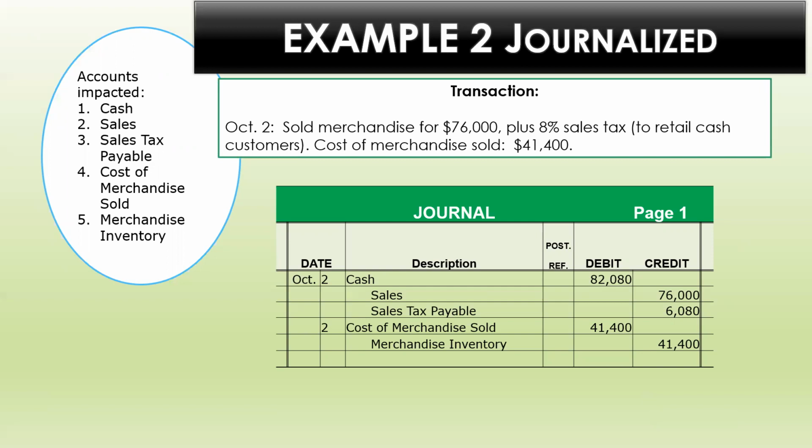The next journal entry, cost of merchandise sold, is first. That's our debit in the amount of $41,400. Merchandise inventory will get the credit of $41,400.